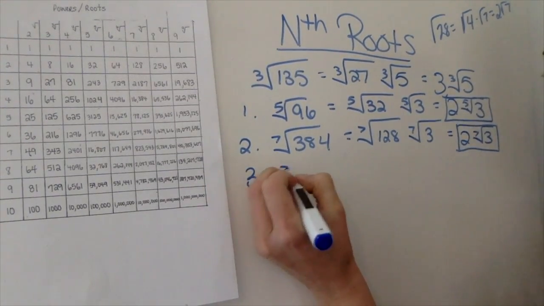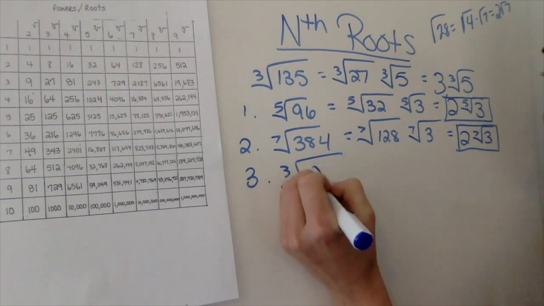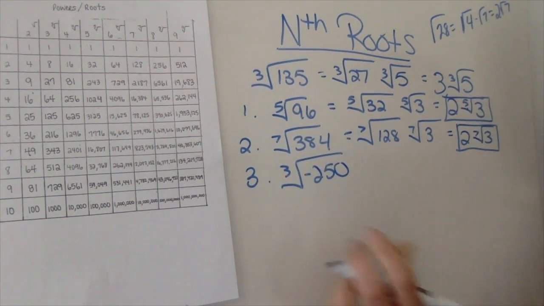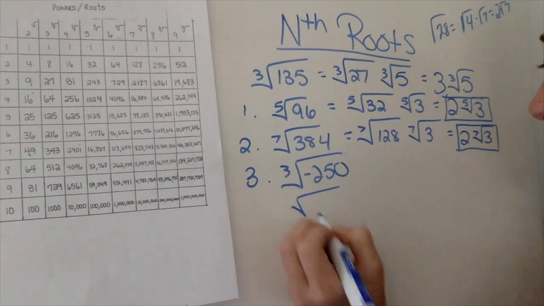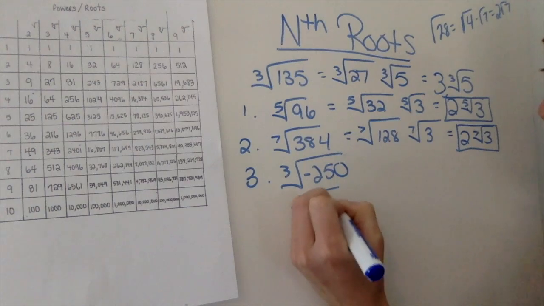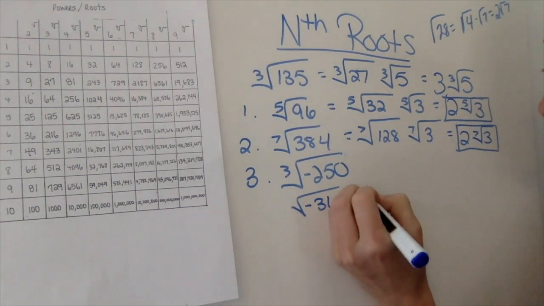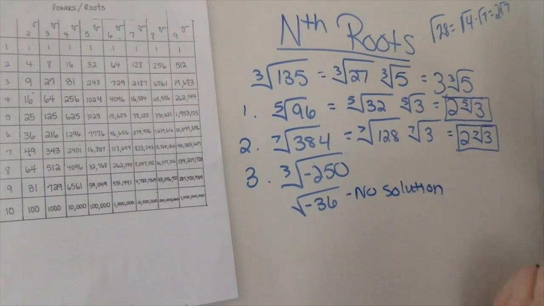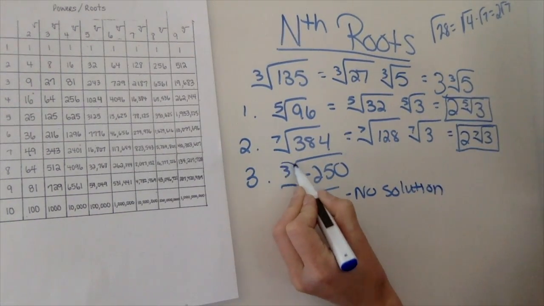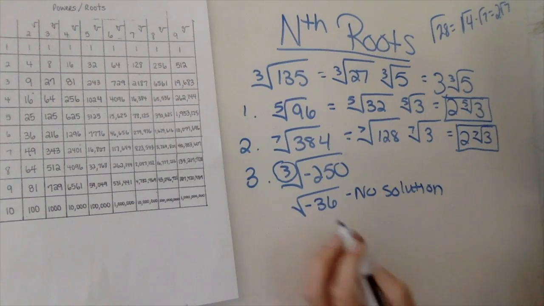Okay, let's do the cube root of negative 250. So if you remember, if we took the square root of a negative number, say negative 36, remember, we would say no solution. That's our i, that's imaginary. But we can do it if our index is odd.